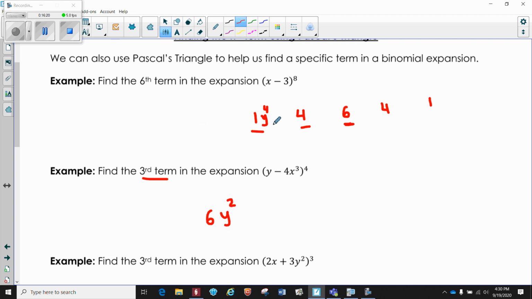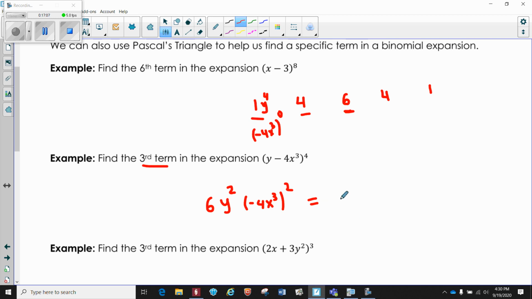Okay, and this was going to be negative 4x cubed. This was going to be to the 0th power. This one would be the 1, and so this one has to be the second power, 0, 1, and 2. So negative 4x cubed to the second power. Okay, so this is going to be the term. They are not asking you to expand the whole thing. They just want the third term. So that's why I'm not doing the whole problem. I'm just trying to save some work here.